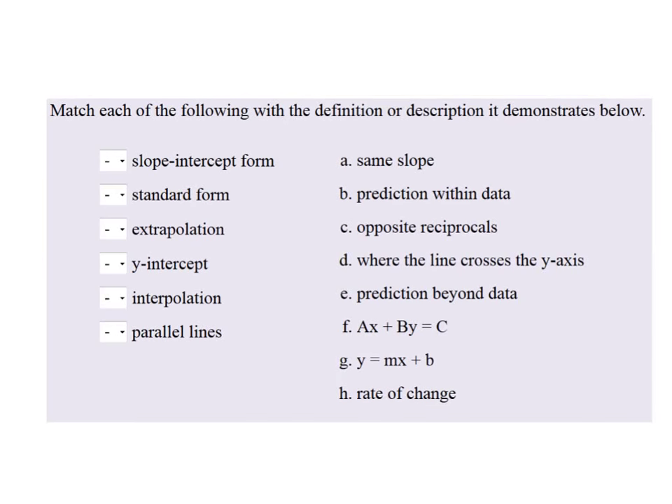Match each of the following with the definition or description it demonstrates below. Slope-intercept form, that looks like G to me. y equals mx plus b. Bam, there it is, G. Of course, that's a drop-down menu, so you guys have to pick that on the quiz.